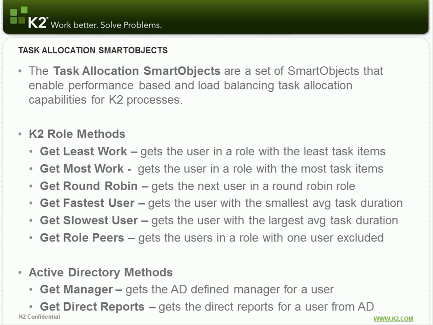The Active Directory methods are fairly straightforward. There's two there. The get manager, which will take a user and get that user's manager out of Active Directory, and then the opposite, where you take a manager and it gives you the list of direct reports, which you can use in a destination rule. That's good for things like performance review type processes.